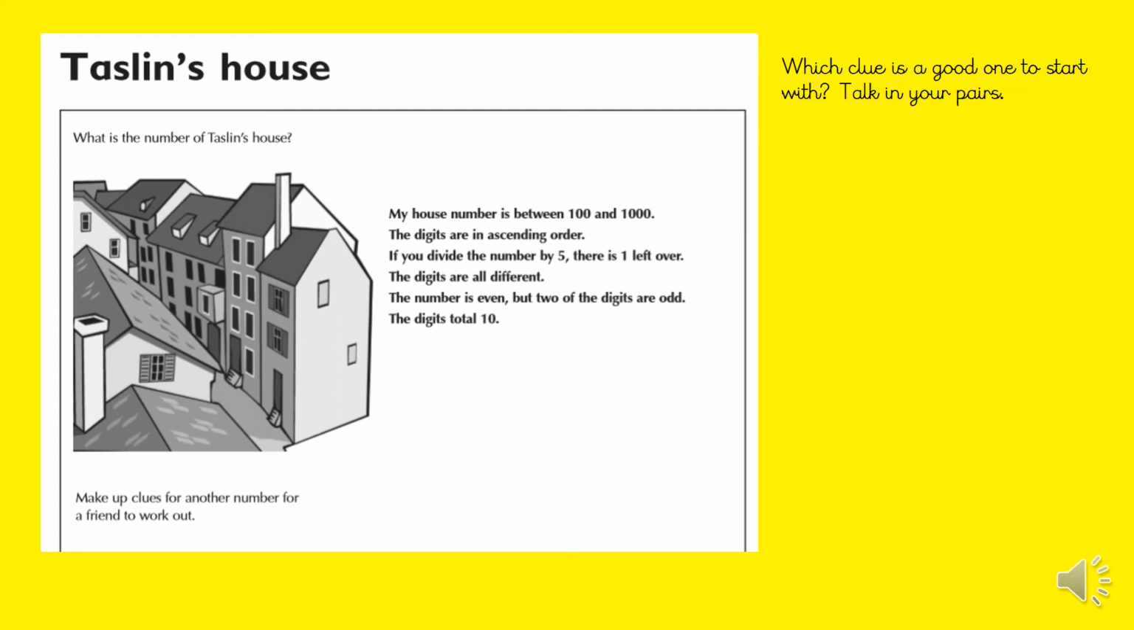If you divide the number by 5, there's 1 left over. The digits are all different. The number is even, but 2 of the digits are odd. The digits total 10. So, which clue is a good one to start with? Have a talk to somebody at home or just have a think. So, I wonder which one you decided you were going to start with. But what sort of calculations are you going to do to find the answer?